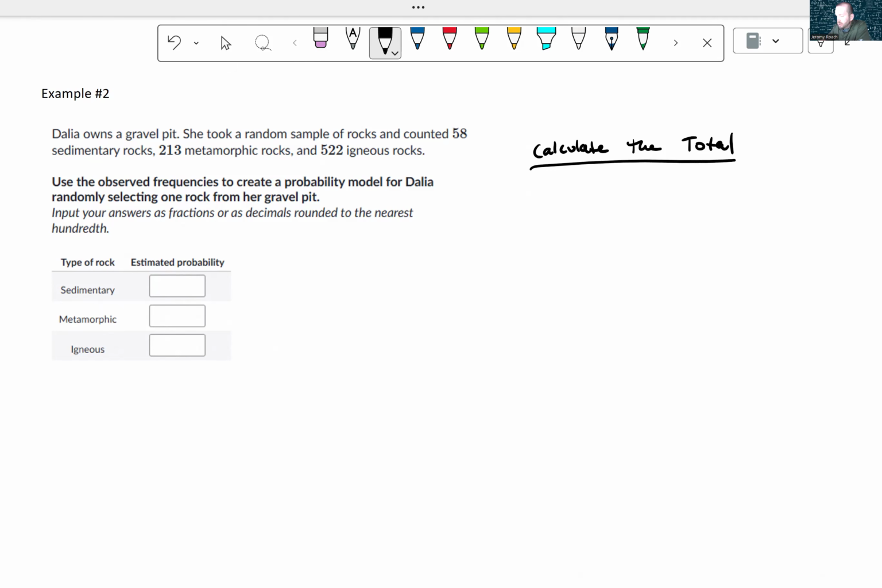Once we know the total, then we can figure out as a fraction what each of these rocks are in terms of their probability. So the total would be 58 plus 213 plus 522, which equals 793 for our total. So now for each of these, it's going to be a fraction out of 793. So sedimentary rocks is 58, metamorphic 213, igneous 522. And you might be able to just leave the problem like that.